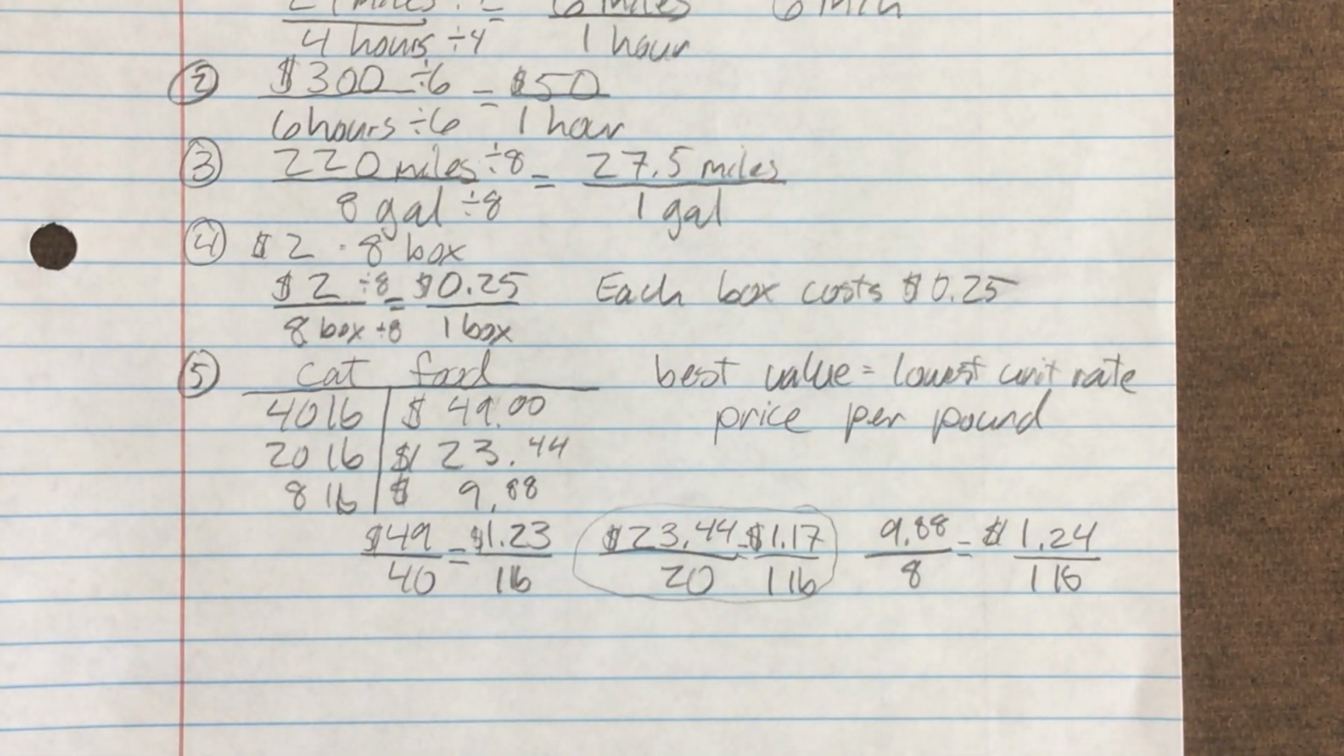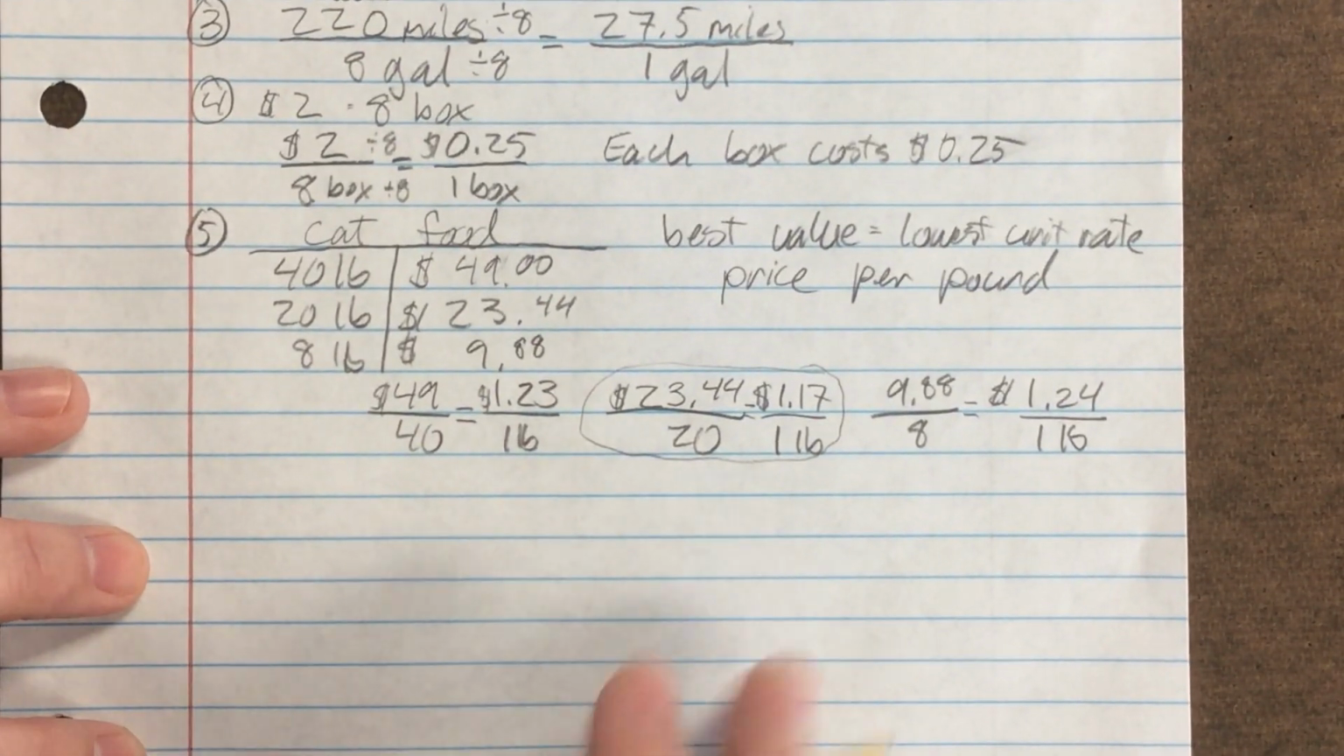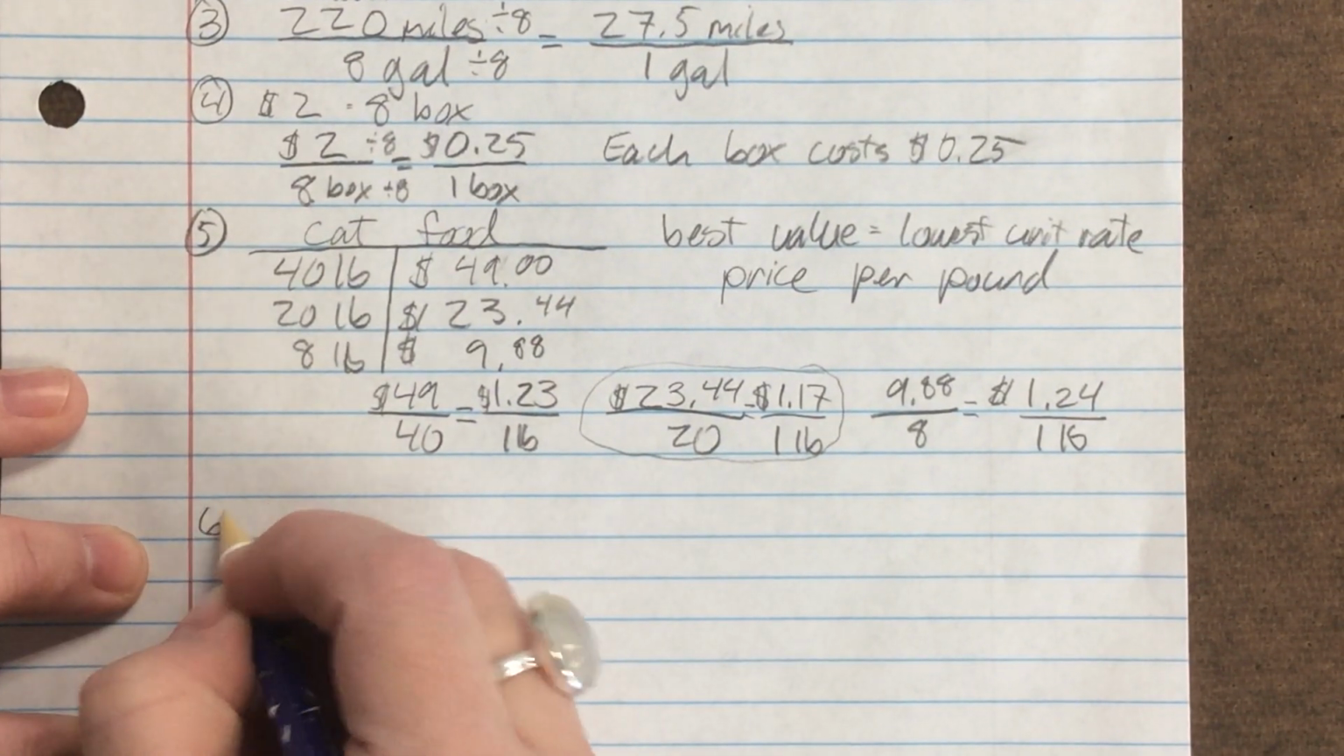Welcome to being an adult, friends. It's having to do things like calculate what the lowest unit rate is so that you can be effective with your money.